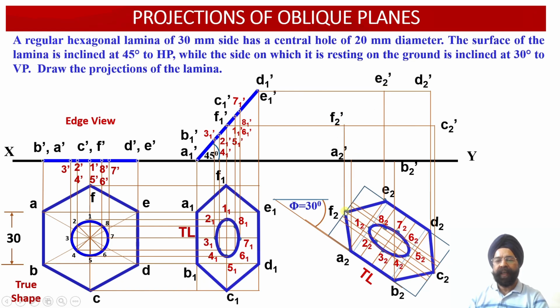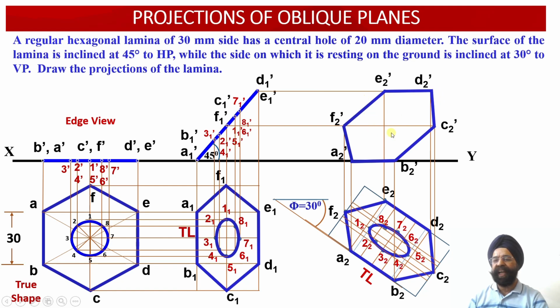And finally, regarding the external boundary of this hexagonal lamina, from F2 we have drawn a vertical projector line upwards, extended it up to the limit where it intersects the horizontal projector line emerging from the point F1 dash. So all the 6 points of the hexagonal lamina have been obtained. This is the apparent shape of the hexagonal lamina, which is an oblique lamina inclined with respect to HP as well as with respect to VP.